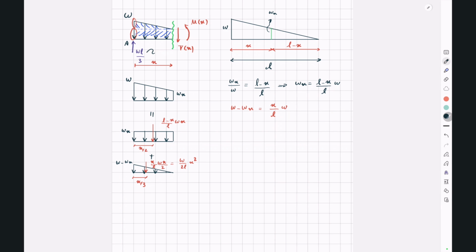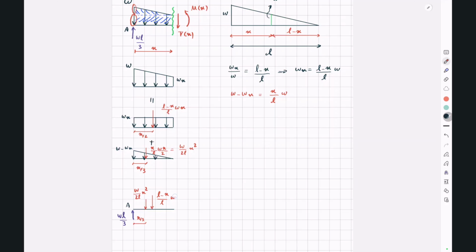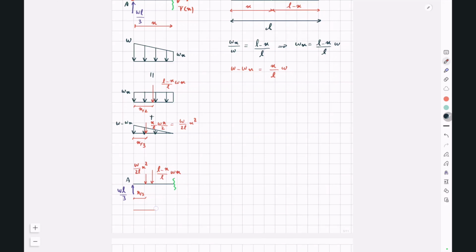Now we can simplify this free body diagram. This is our cut segment. This is point A. We have WL over 3 here. We have W over 2L X to the power of 2 at a distance X divided by 3. And we have L minus X over L Wx. This is our cut segment. This distance is X divided by 2. The total length is X. This is Vx. And this is Mx.